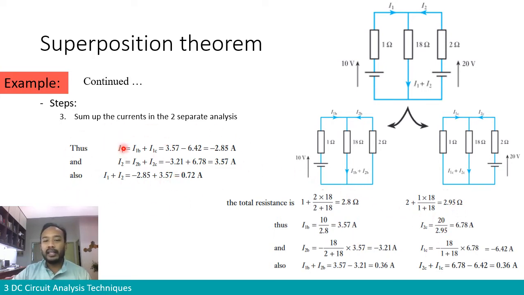Therefore, I1 is I1B plus I1C, which equals minus 2.85. I2 is I2B plus I2C, which is equal to 3.57 amps. And I1 plus I2 is I1B plus I2B plus I1C plus I2C. That gives us 0.72 amps.